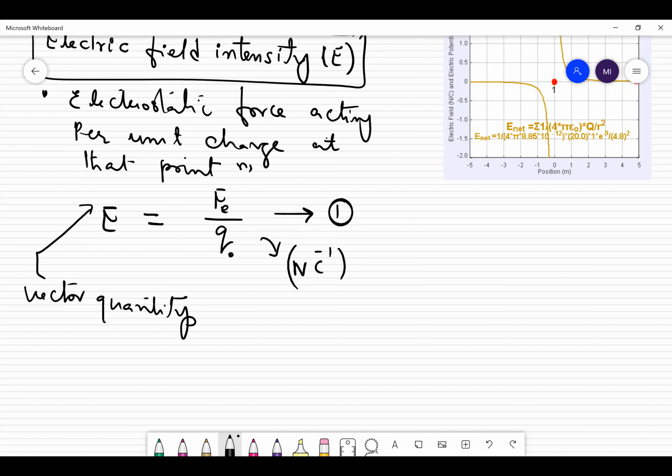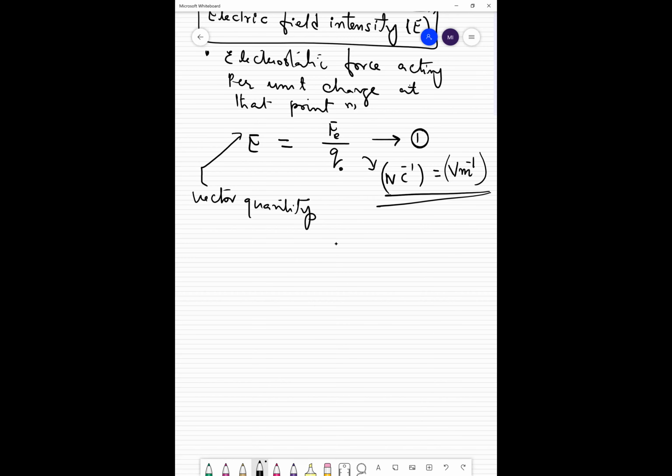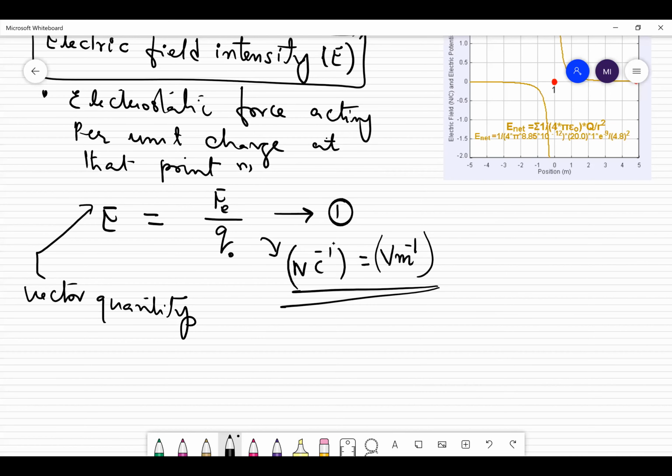The electric field intensity can also be measured in other units, that is, volt per meter. Later on, I will be explaining this to you, and this might be one of the questions they will ask you: show that Newton per coulomb is equal to volt per meter. So let us see how it is.